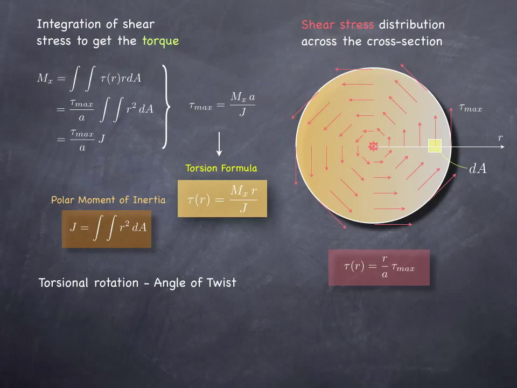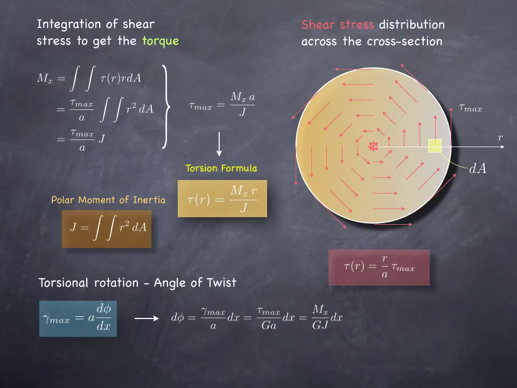And now we need to relate the torsional rotation and the angle of twist to this problem, bring them into the picture here. We know that gamma max is equal to a times d phi over dx, which is the rate of change, the derivative, of the twisting angle. If we multiply both sides of this equation by dx, we will get an increment, a value for phi that we can integrate.